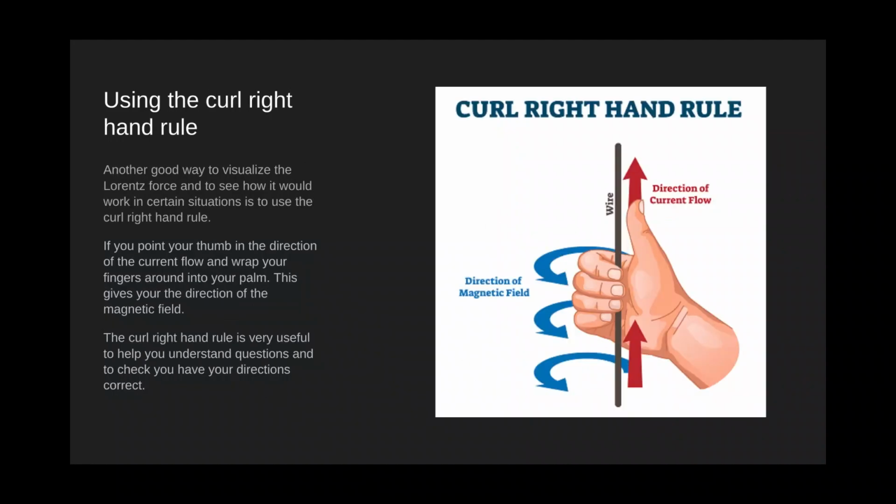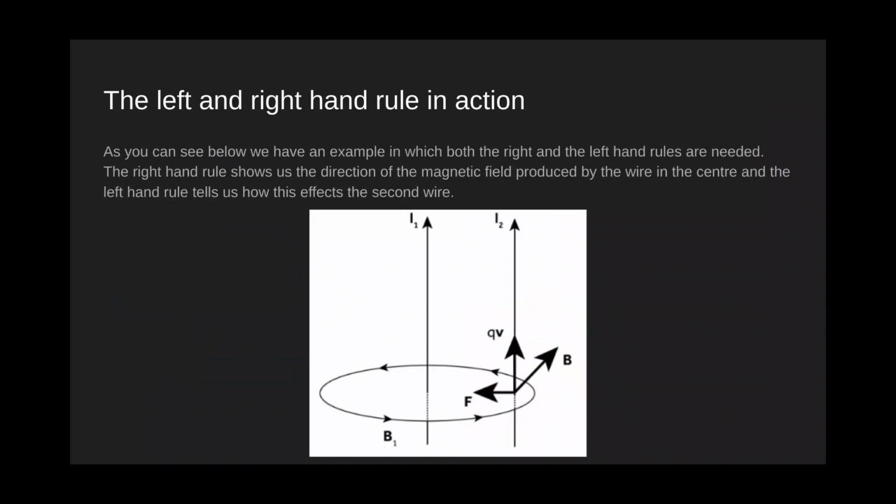There's also the right hand rule, which is more of a curl. This tells you the magnetic field experienced around a wire which is carrying current. So you point your thumb in the direction of the current flow, and then you wrap your fingers into your palm, which will then tell you the direction of the magnetic field. And again, it's very useful for exams and just understanding questions and to see if your answer is right by applying these laws.